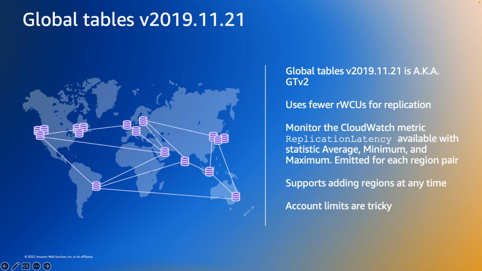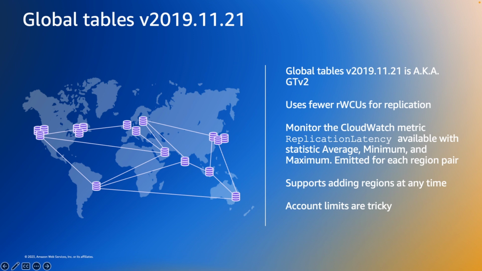If you're going to set an alarm on average replication latency between US East 1 and US West 2, for example, the way this metric looks is you connect to CloudWatch in US East 1, and to see the replication latency in one direction, from US East 1 to US West 2, you look where the table name is equal to whatever it is, and then the receiving region is equal to US West 2, and you're calling CloudWatch in US East 1. In that way you'll see the one-way replication latency.